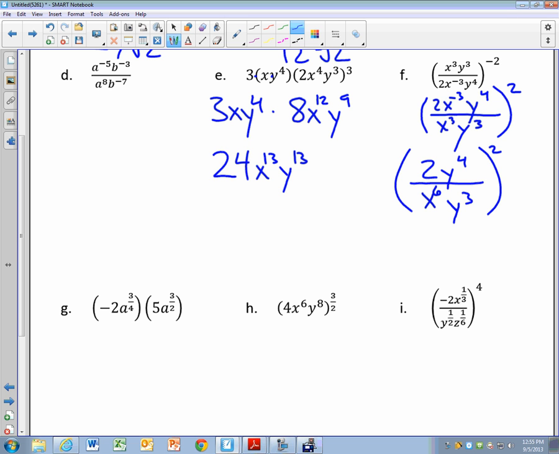Now you could choose to square everything or deal with your y's. What would you like to do? Okay, if we deal with the y's, y to the fourth over y to the third becomes y. So 2y over x to the 6th. Now when you square it, 4y squared over x to the 12th. So those are the steps that you can take. Any questions on that process?